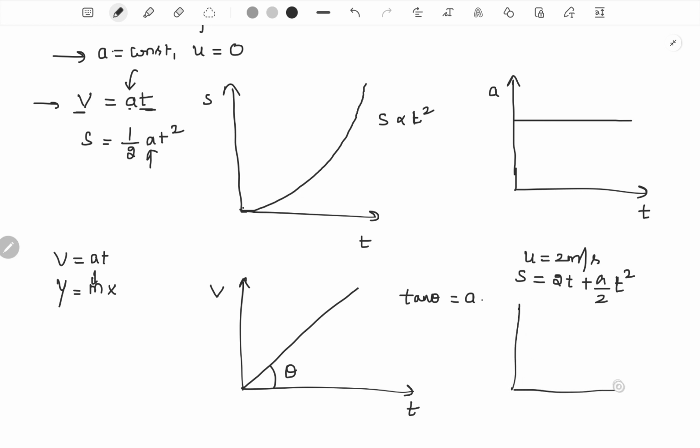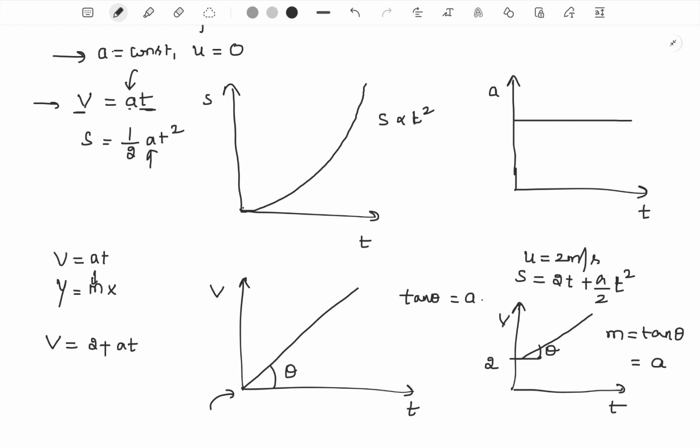But the major change that we observe is in the velocity time graph. The velocity time graph would still be a straight line, but with a minute variation. Earlier, when the initial velocity was zero, it was passing through the origin, intersecting the velocity axis at zero. Now it would be something like this. It would intersect at 2, and with the same acceleration the slope would still be the same. M would be equal to tan theta, which is the acceleration of the body. So this is how the graphs are going to be in the case of uniformly accelerated motion.